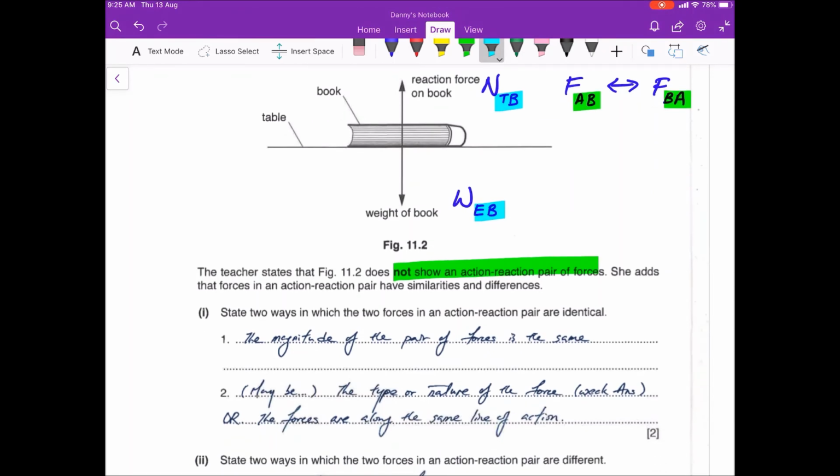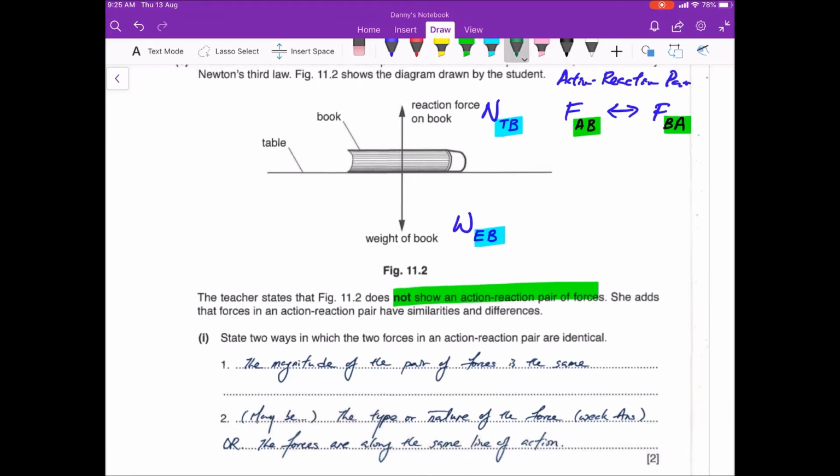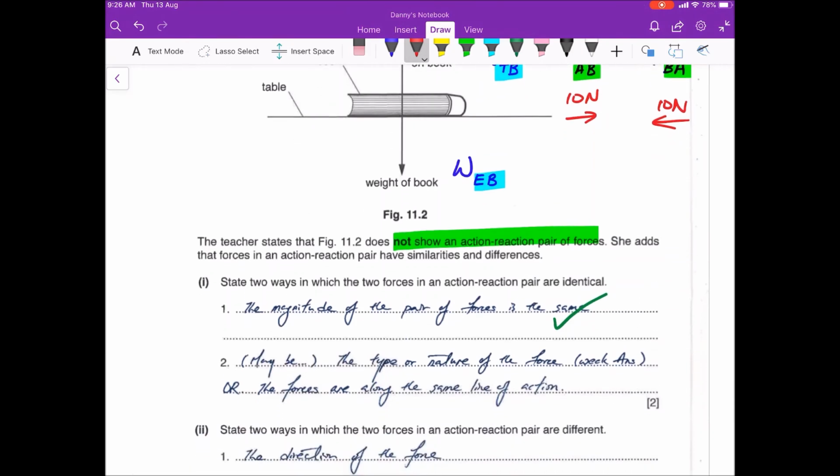State 2 ways in which the forces are an action-reaction pair. So number 1, they are an action-reaction pair if the magnitude is the same. So if FAB is 10 Newton, then FBA must also be 10 Newton. The other thing is that if FAB is in this direction, FBA must be in the exact opposite direction. The second similarity is that the type and nature of the force has to be the same. Okay, but this answer is a bit vague. A better answer will be that the forces act along the same line of action.